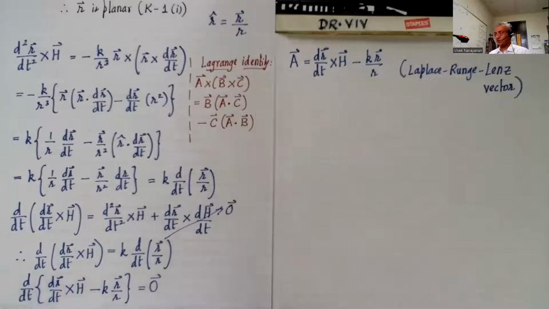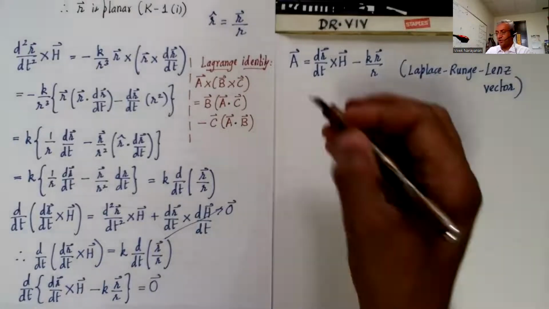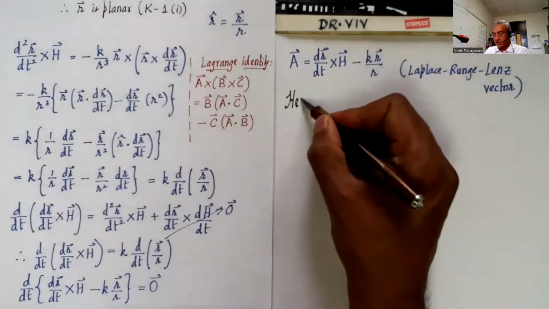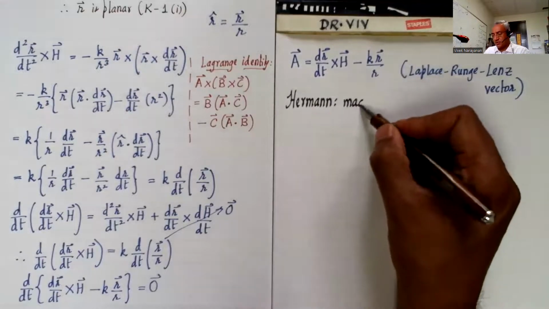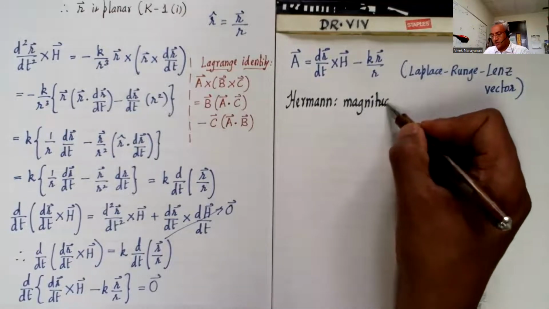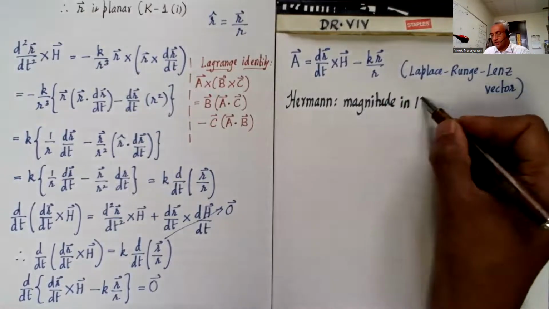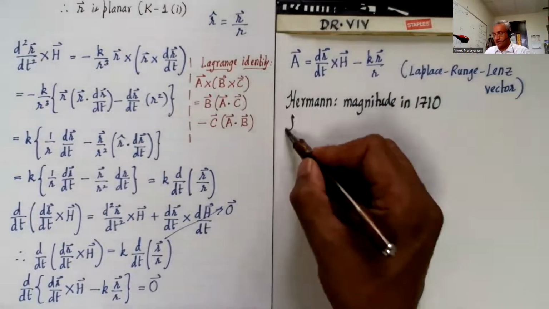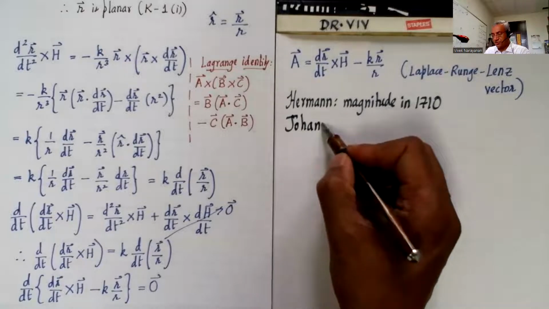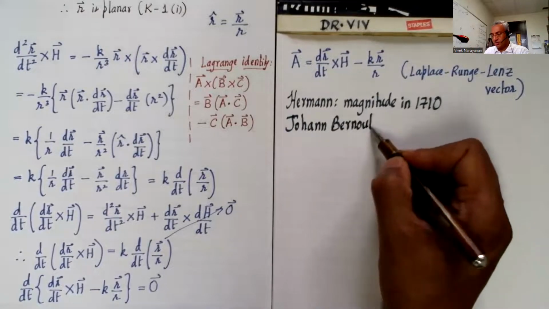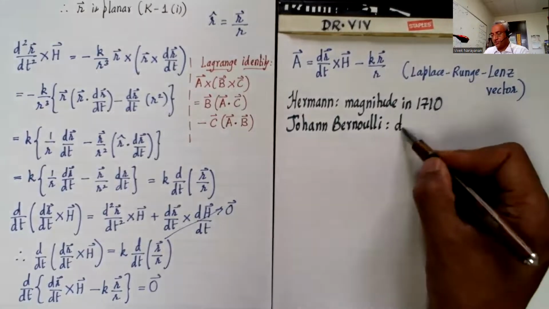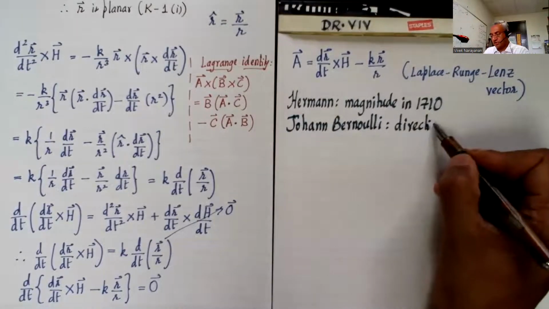So that's the vector. And as I pointed out, Hermann was already on it. So Hermann calculated its magnitude in the year 1710. And his advisor got really interested in it when Hermann showed it to him. So Johann Bernoulli found its direction 3 years later.